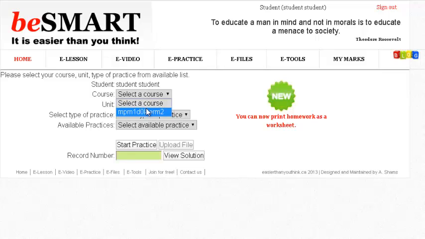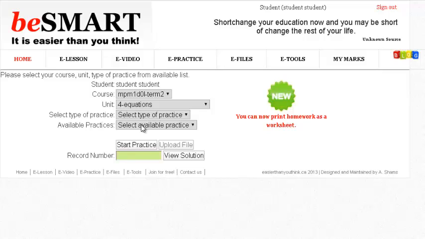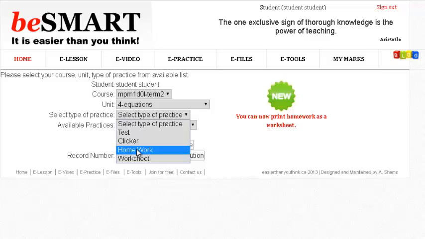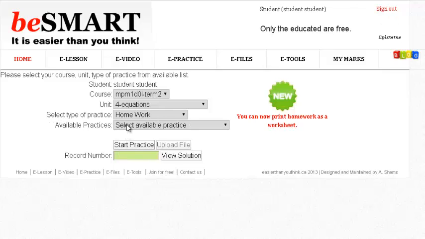Again, you select your course. You select your unit, say equations. If there is any homework, you have to select it through available practices, which is homework. You click homework. Now, under the unit and the section, if there is any homework available, you select it here. Apparently there is a homework 4.1, which is solve simple equations. You click on this one, then you say start practice.